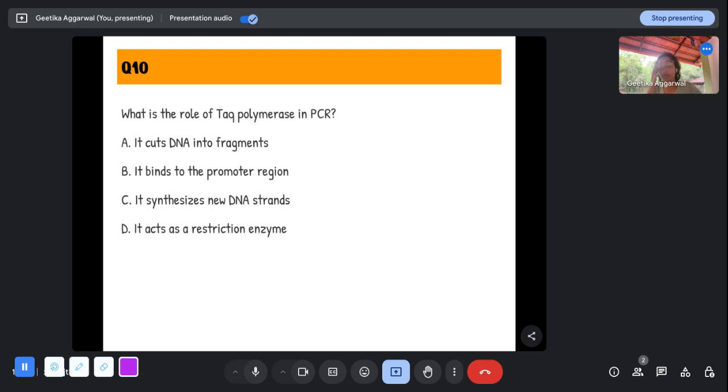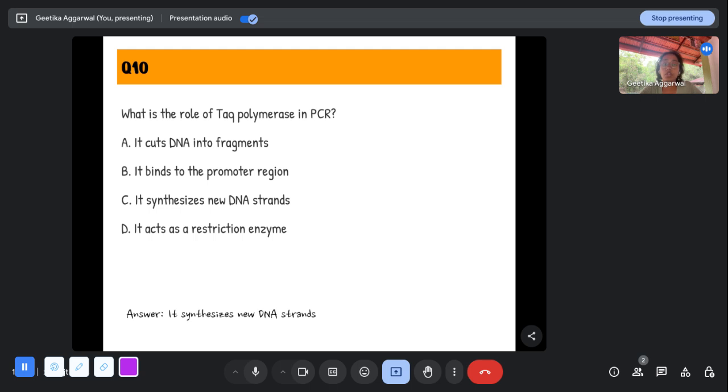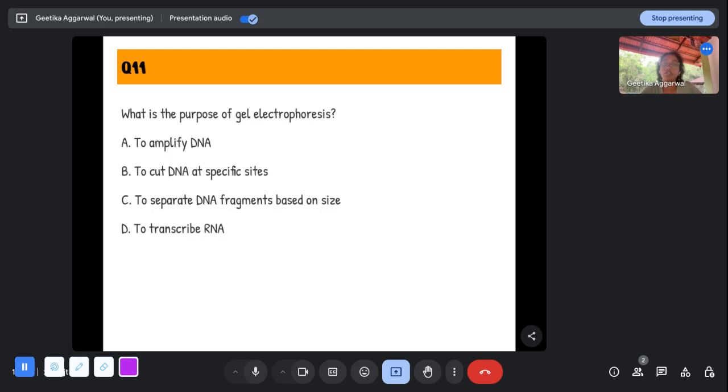What is the role of Taq polymerase in PCR? So, what does Taq polymerase do in PCR? Does it cut DNA into fragments? It binds to the promoter region. It synthesizes new DNA strands, or it acts as a restriction enzyme. So, what is the role of Taq polymerase? Yeah, so the correct answer is that it synthesizes new strands of DNA. It is a DNA polymerase and synthesizes new strands of DNA.